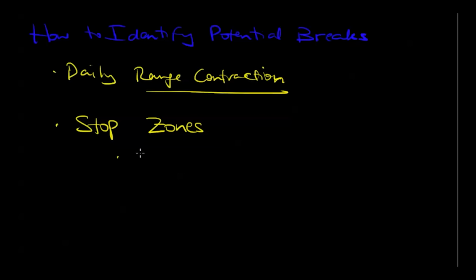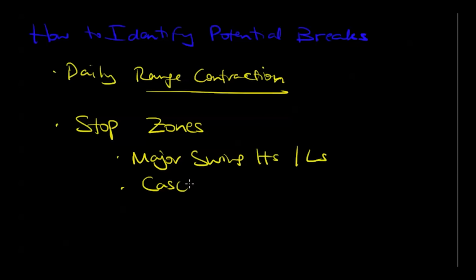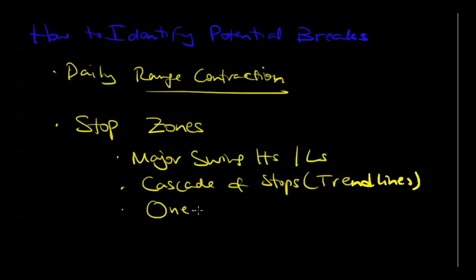We're going to look at major swing highs and lows. We're also going to look at something called a cascade of stops, which usually we get near trend lines. And then we're going to look at something called one-time framing.